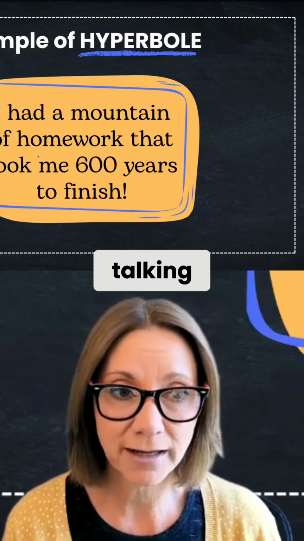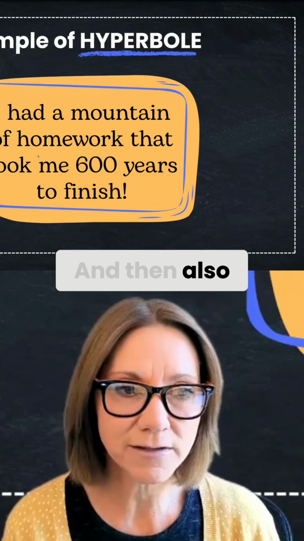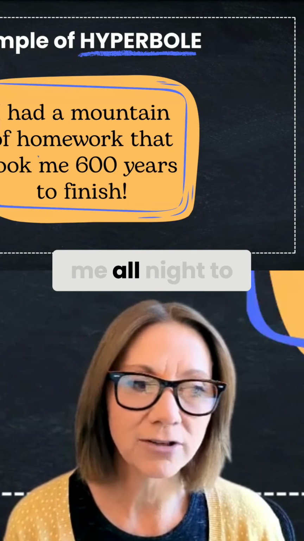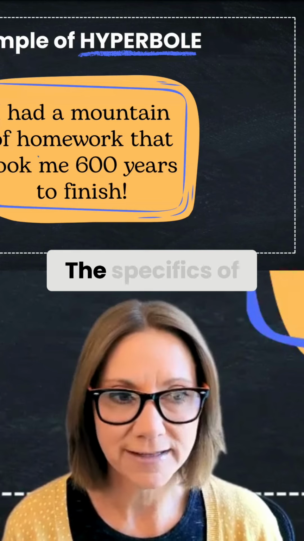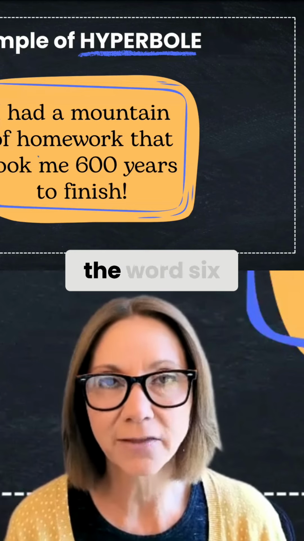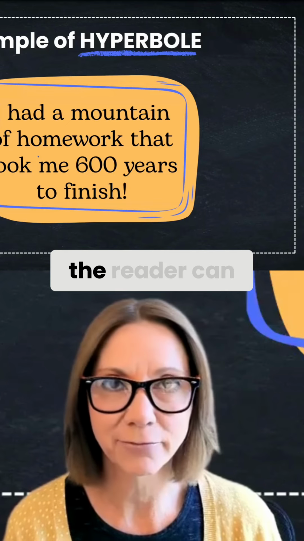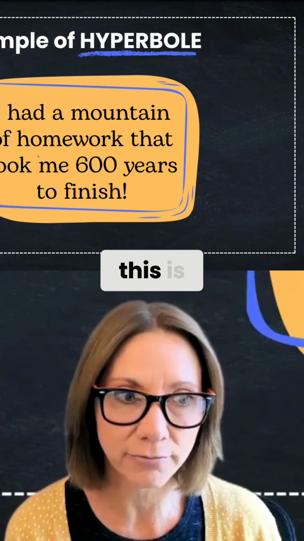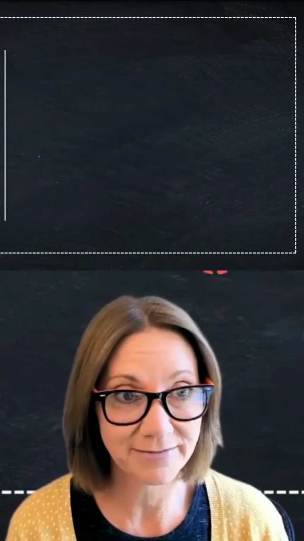So first we're talking about homework that's a mountain, so that's visual. And then also not just that it took me all night to finish it or it took me 100 years to finish. The specifics of saying the word 600 make it a stronger piece of hyperbole because the reader can then realize like, oh, this is done intentionally and on purpose.